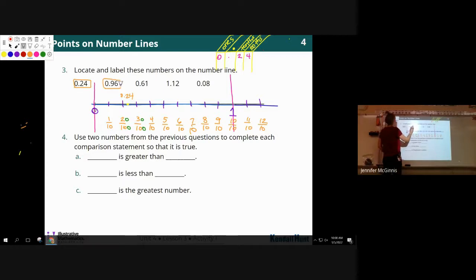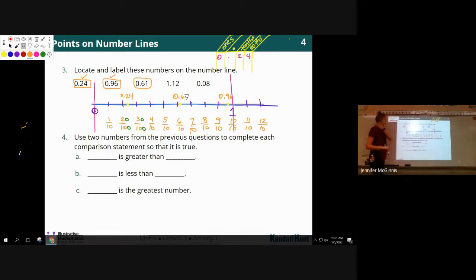Then we have 96. Is 96 going to go down here or down here somewhere? Toward the 1, right? Because if we have 96 hundredths, we almost have 100 hundredths. We almost have the whole, right? 24 hundredths, 96 hundredths. Now we have 61 hundredths. Where do you want it? Somebody tell me. Sophia? I want it in between 6 tenths and 7 tenths, more towards the 6. Pretty close to the 6, right? Because it's 61 hundredths, good.